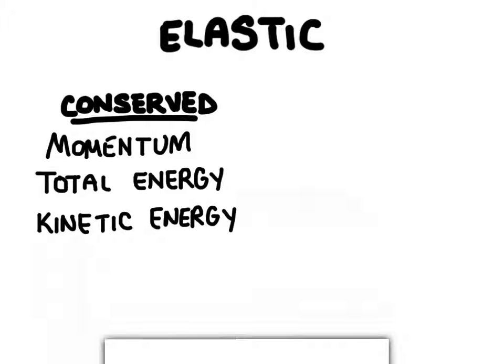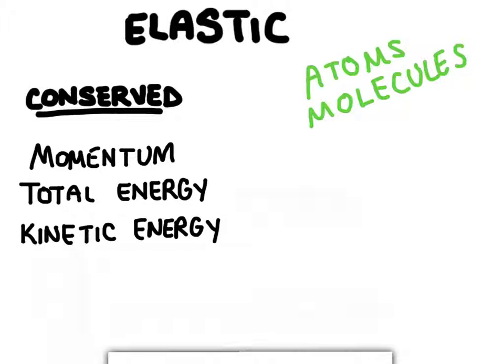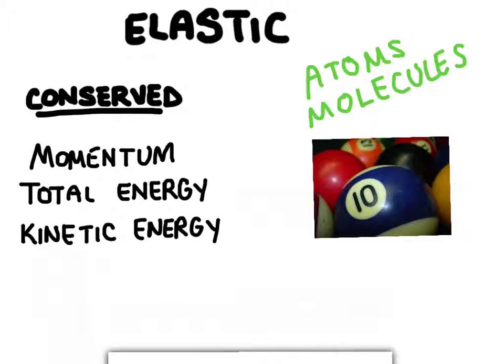And these collisions only really occur between atoms and molecules. Although we also use billiard balls to represent elastic collisions. Billiard balls are a good example of an elastic collision because they're very hard objects and they don't deform when they hit together. Although they do release sound, and so some of the kinetic energy is transformed into sound energy.